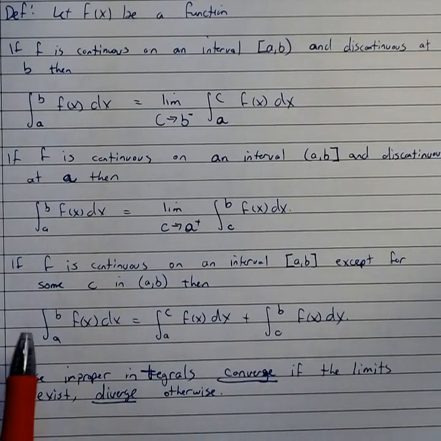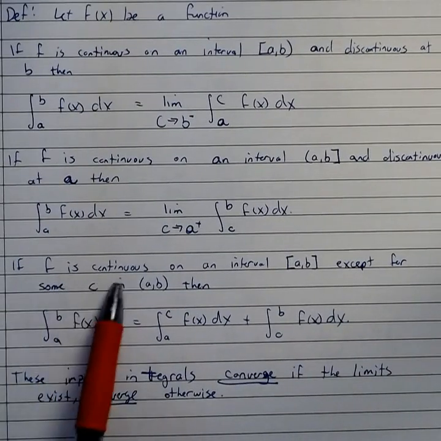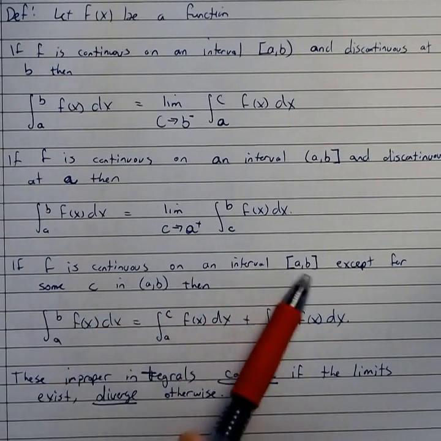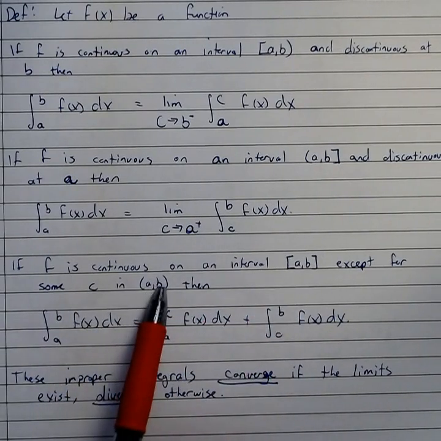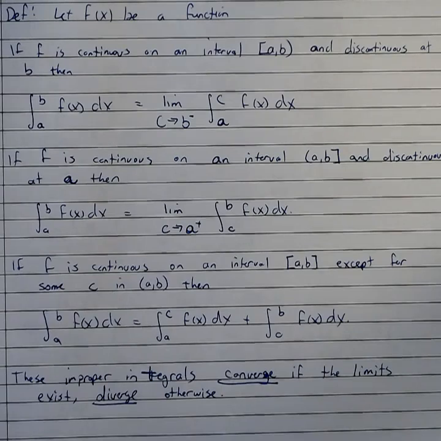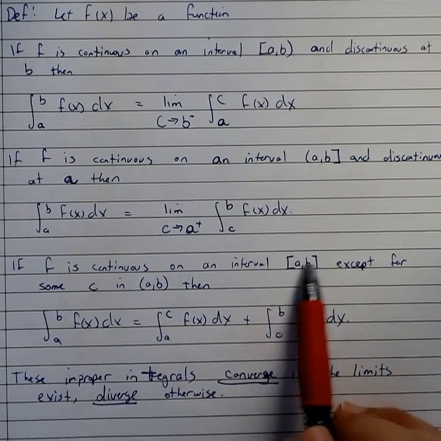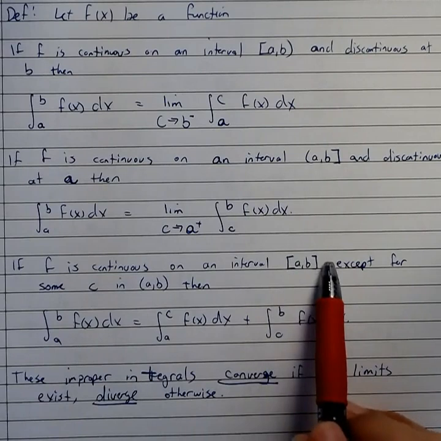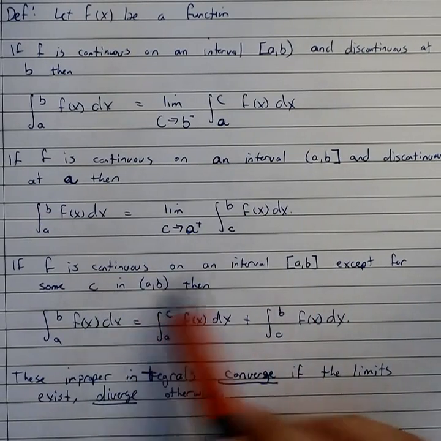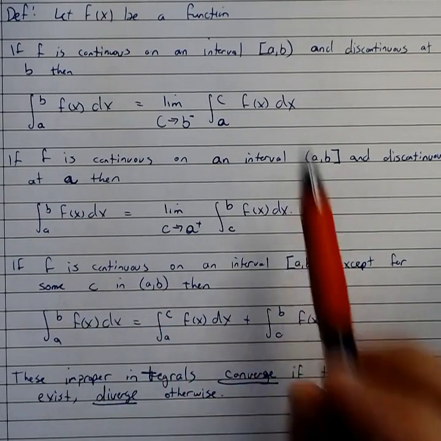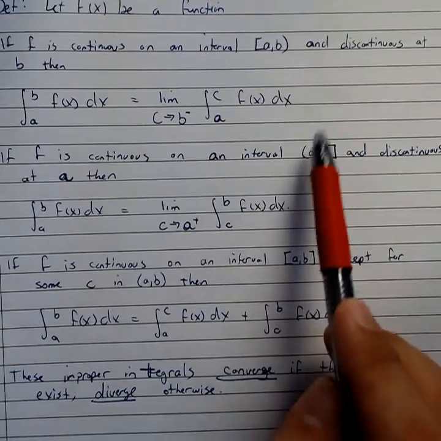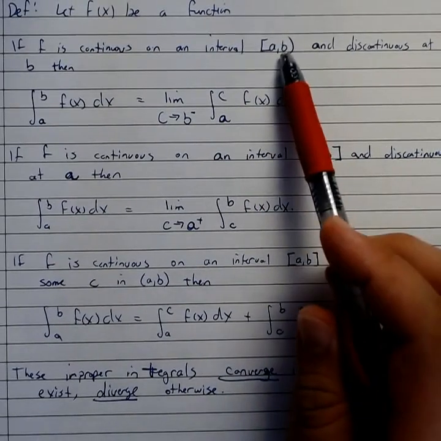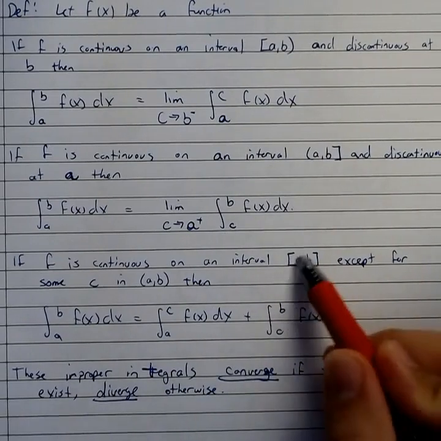Notice we couldn't evaluate at 0, so instead we evaluated it at some arbitrary number a, and then let a approach 0. Here we evaluated it at some arbitrary number, and then we let that number approach the value that we really wanted. And finally, here we have if f is continuous on an interval from a to b except for some c in the open interval from a to b. Let's say it's continuous all the way from one endpoint to the other, except for one place, which happens to be in the middle, not the left side or the right side, but somewhere in between.